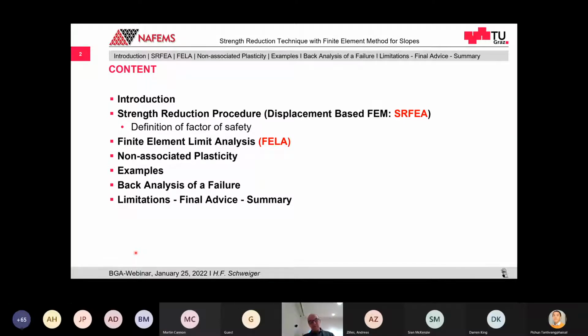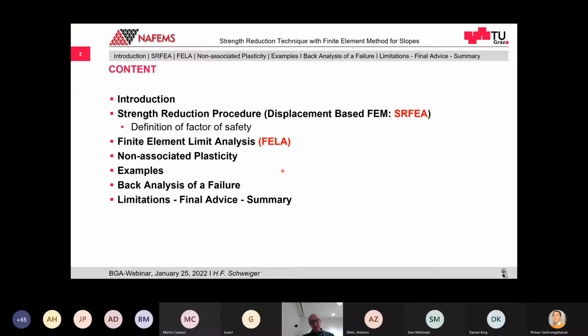We will talk about the definition of the factor of safety, and because one idea of this presentation is to show that this is a reliable procedure for getting factors of safety, I will show some comparison with rigorous finite element limit analysis, and the term for this in some of the slides is FELA. Now there's an important issue we have to address, and that is non-associated plasticity, because that sometimes causes some troubles, and I will show also how you can overcome these problems.